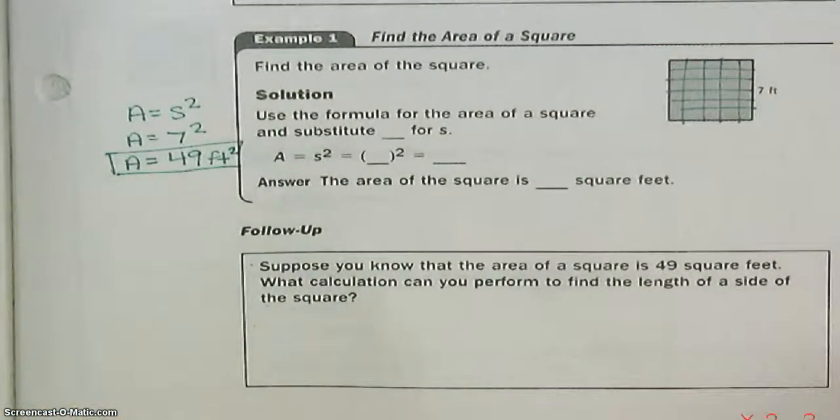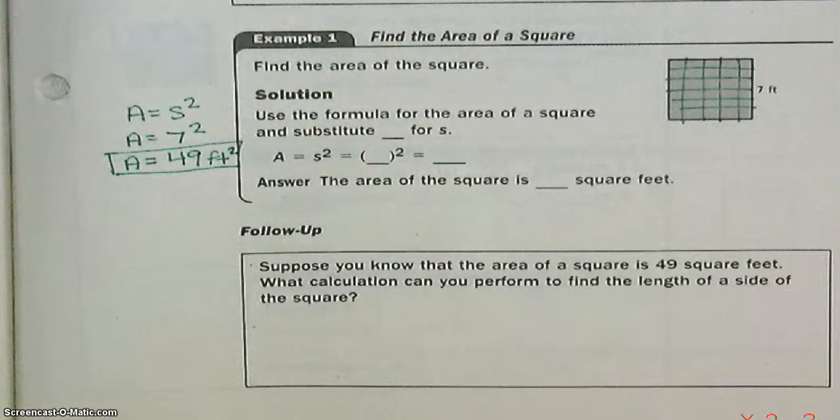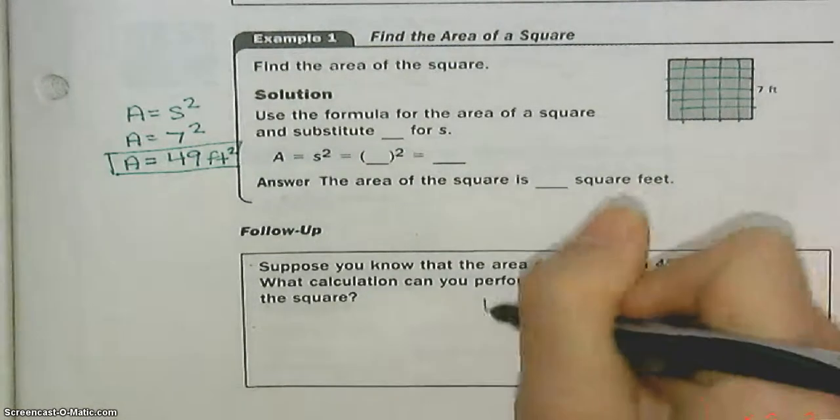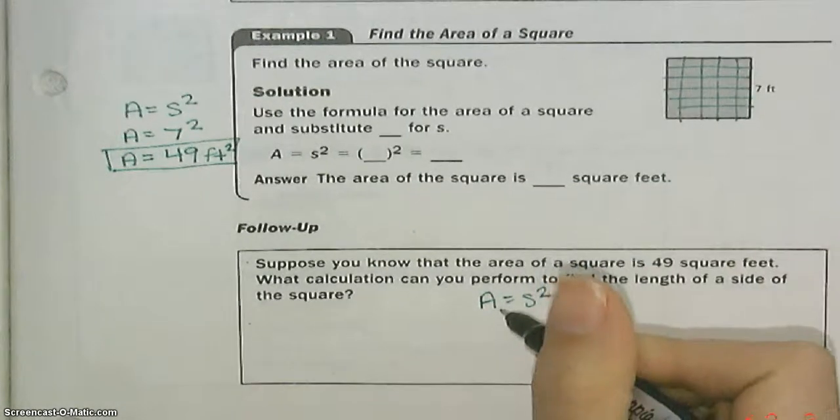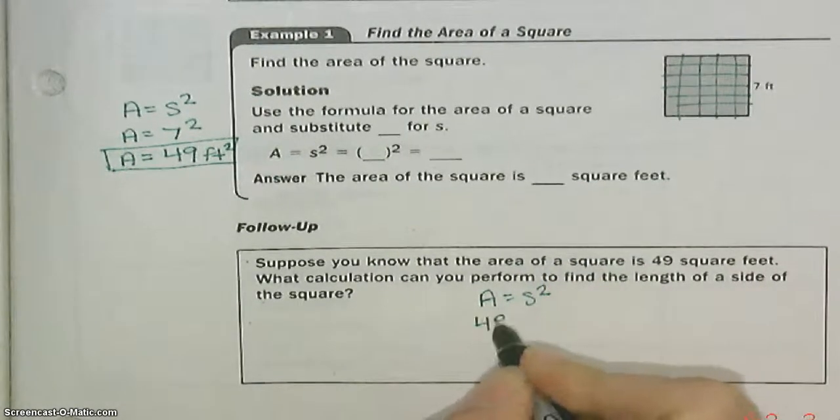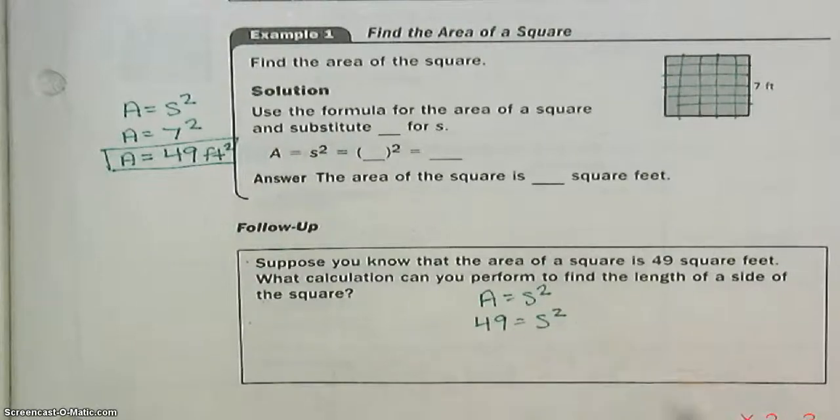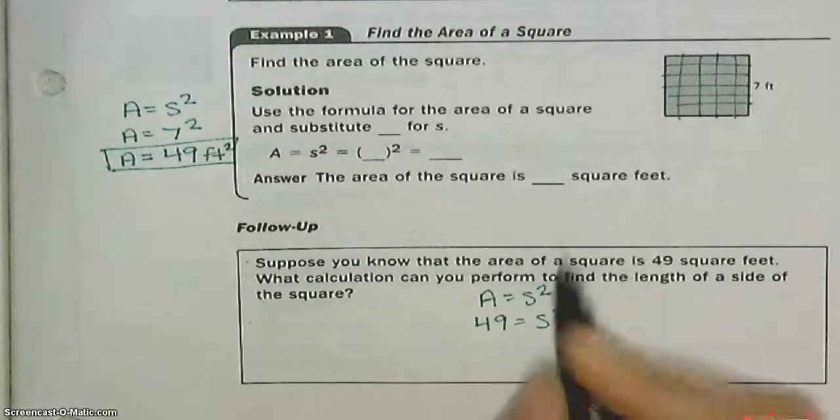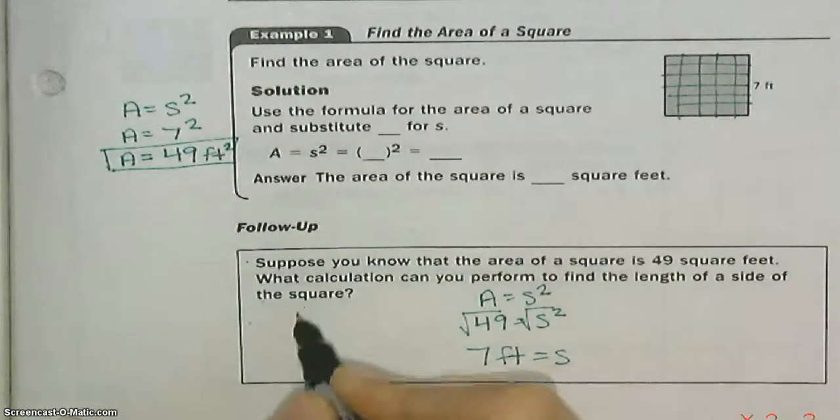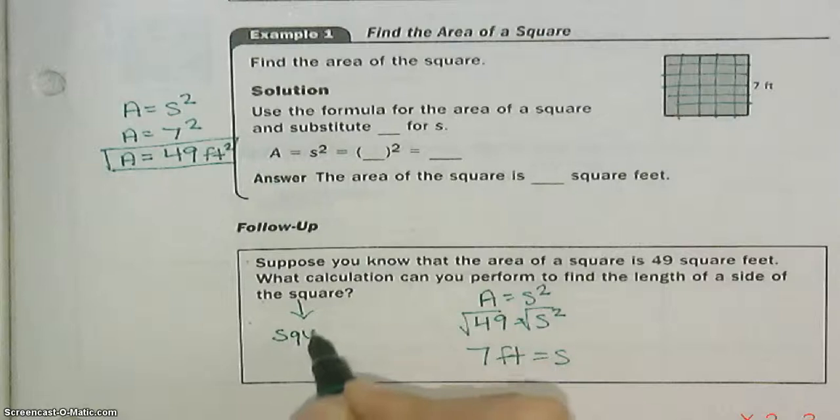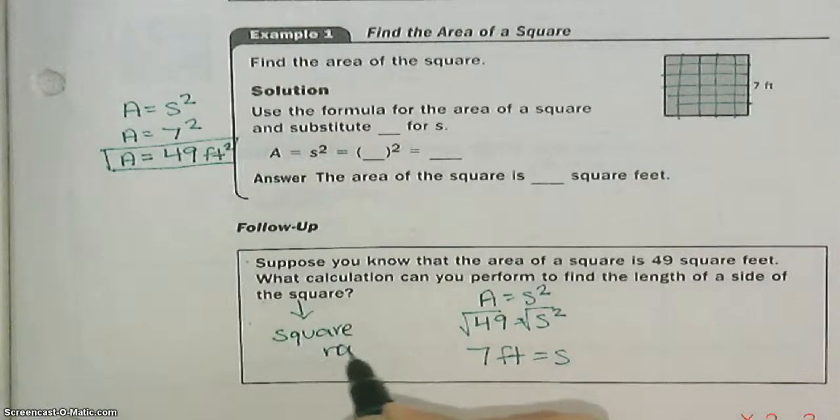Suppose you know that the area of the square is 49 square feet. What calculation can you perform to find the length of the side? So write your formula. But this time we know the area equals 49. So 49 goes here. How would we find the side? Well, we'd have to square root. 7 feet equals the side. So the answer to the question is square root. That's what we did to find the side.